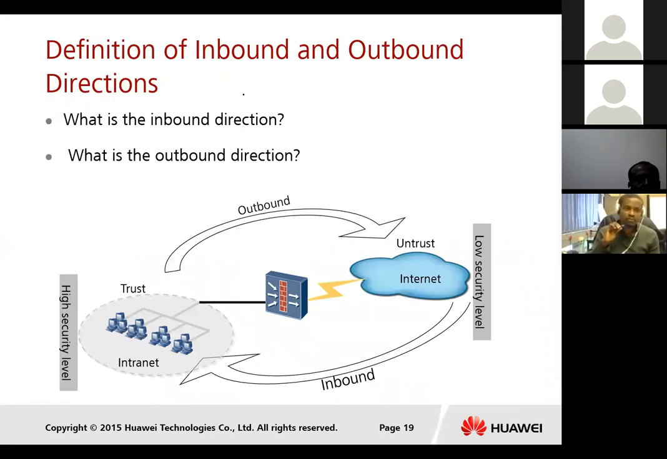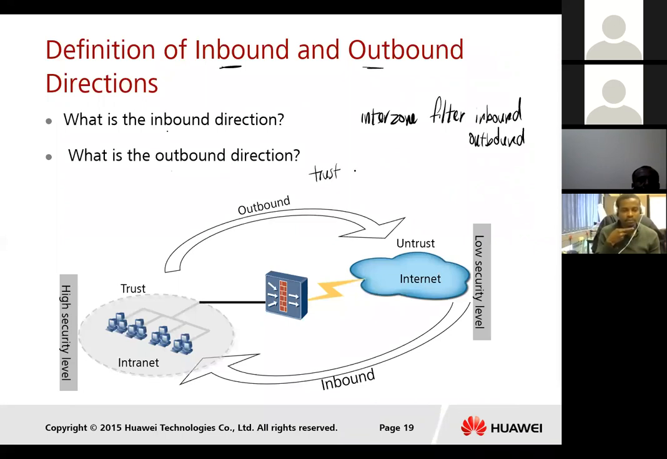Next one. How are you going to define inbound and outbound directions? So what is the inbound direction? What is the outbound direction? It means that in the later part, when you perform inter-zone filtering, you need to specify whether this filtering is going through inbound or outbound. So that has to be specified first. Okay, I will just say it like this. I will say trust, untrust, inbound.